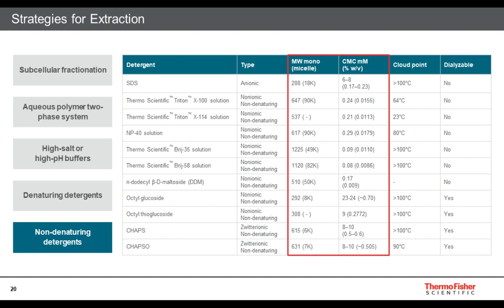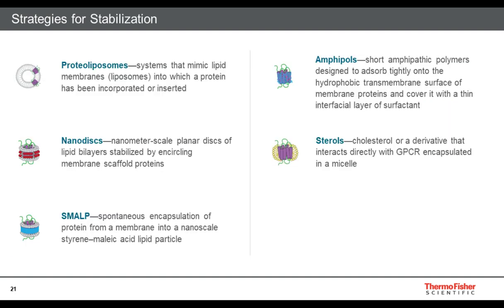For obvious reasons, we wanted to avoid using denaturing detergents, such as SDS, as these would not be ideal for maintenance of both structure and function of GPCRs. So we decided to focus on non-denaturing detergents for extraction. After testing a variety of detergents, including several of those listed here in this table, we determined that a mixture of non-ionic and zwitterionic detergent gave the best results when extracting GPCRs.